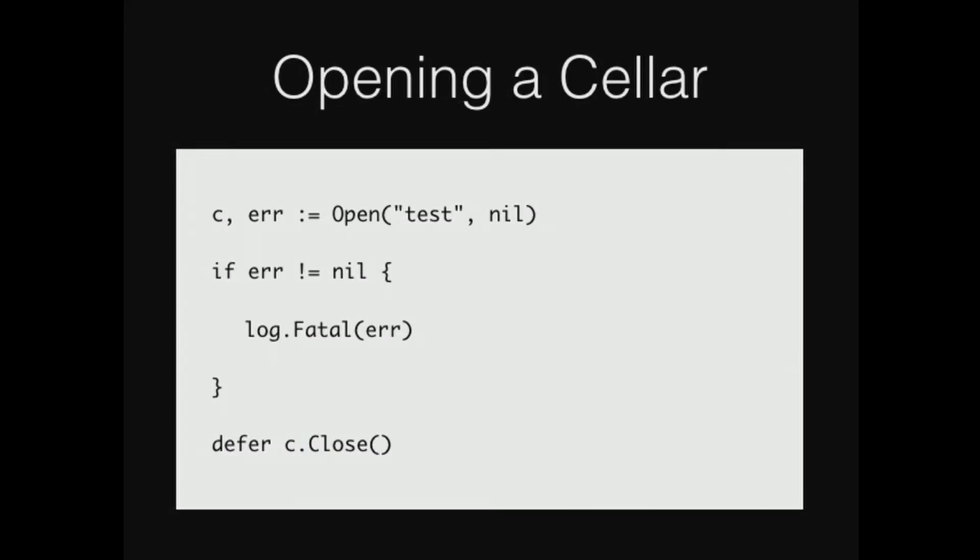So what does the code look like? We haven't looked at any Go code yet. This is code that would open up a Cellar instance. It's very much like the Bolt API. The open is going to take 2 things.